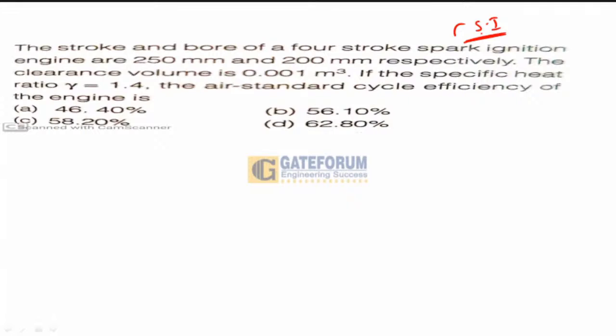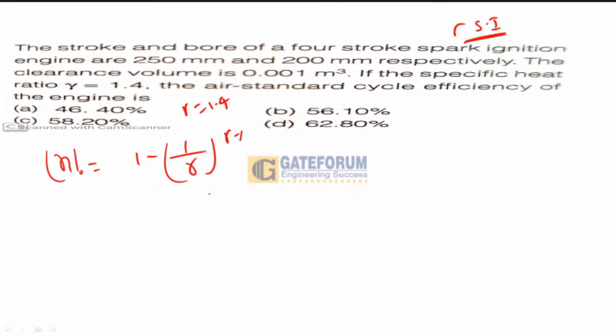So my dear friends, how can we solve this question? Try to understand this one first. The air standard cycle efficiency of the engine, that means you have to calculate efficiency. You know the efficiency of Otto cycle is 1 minus 1 upon r to the power gamma minus 1. In this question gamma is given as 1.4, but compression ratio is not given. So you have to first calculate the compression ratio.